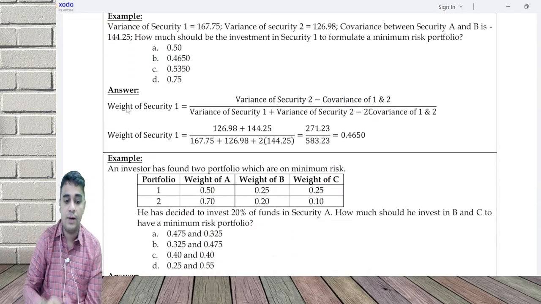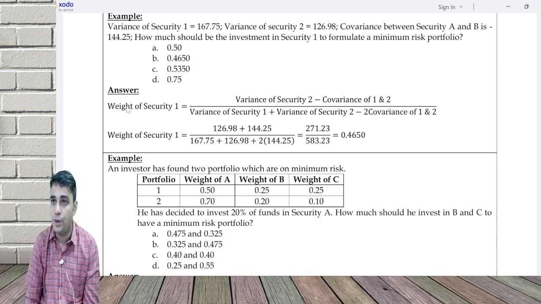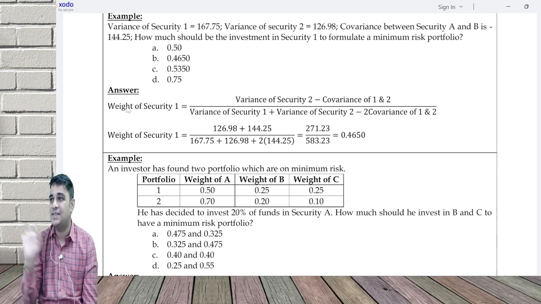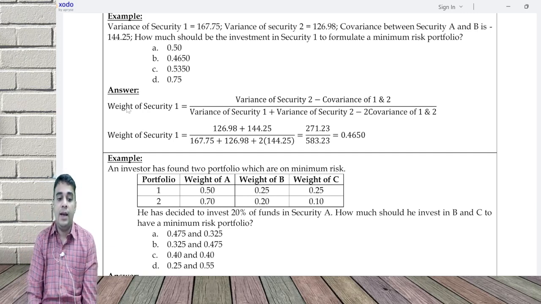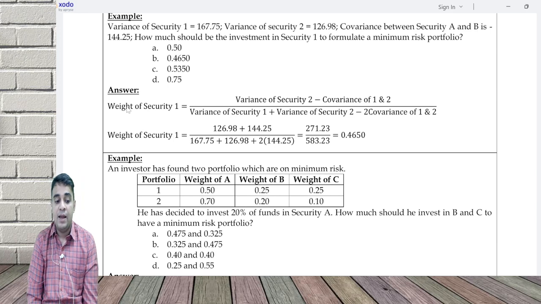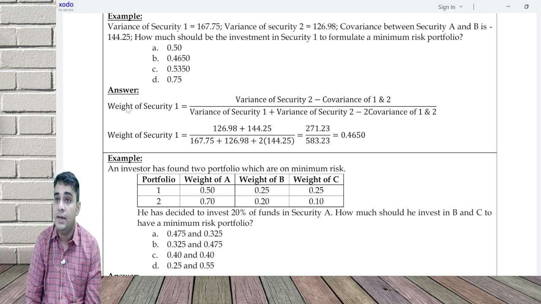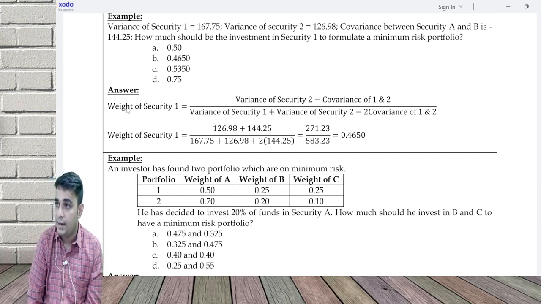Okay, let's look at whether we are able to form the weights properly. We'll do it through the equation route, because the other example is of no use. I know the answer is going to be 0.3 only. An investor has found two portfolios which are on minimum risk, weight of A, weight of B, weight of C. He has decided to put 20% in security A. Now I need to decide how much I put in B and C.